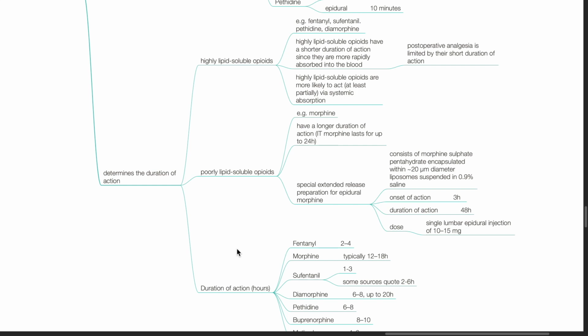Special extended release preparation for epidural morphine exists. It consists of morphine sulfate pentahydrate encapsulated within 20 micrometer diameter liposomes suspended in normal saline. Onset of action is 3 hours with a duration of action of 48 hours. The dose for a single lumbar epidural injection is 10 to 15 mg.